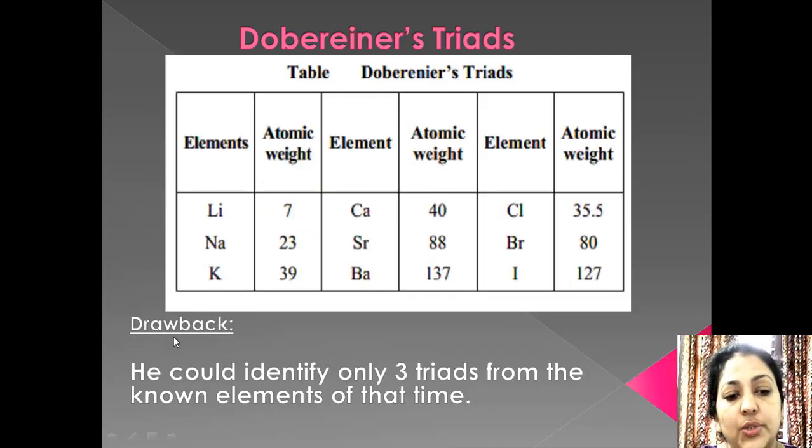Now what was the drawback of Dobereiner's triad? Limitations of Dobereiner's triads: he could identify only 3 triads from the known elements of that time. That was the drawback of Dobereiner's triads. So this triad was discarded by the scientific world.